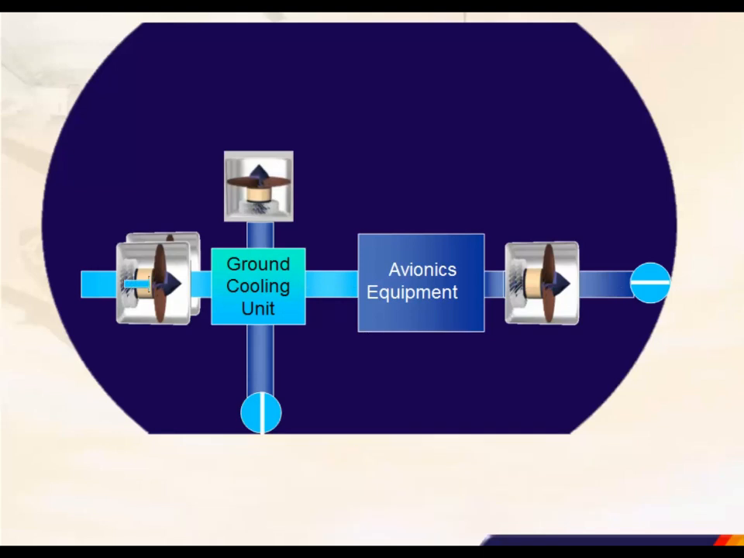The ground cooling unit operates on ground when the engines are stopped and the air in the avionics compartment is too hot. It draws air from the avionics compartment through a fan and rejects it overboard through the ground cooling valve.